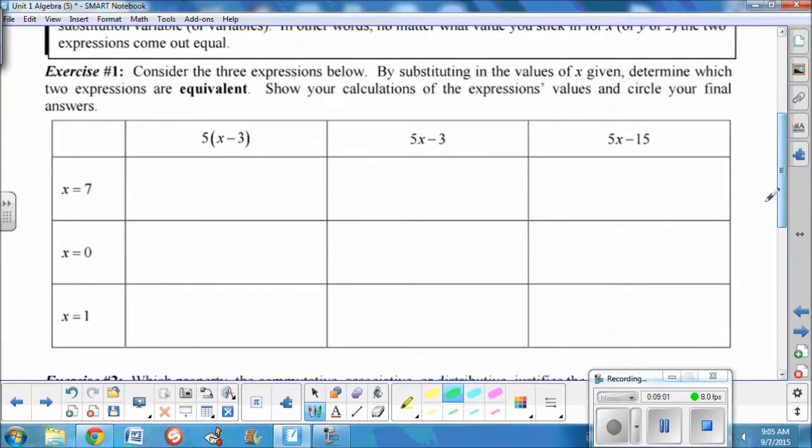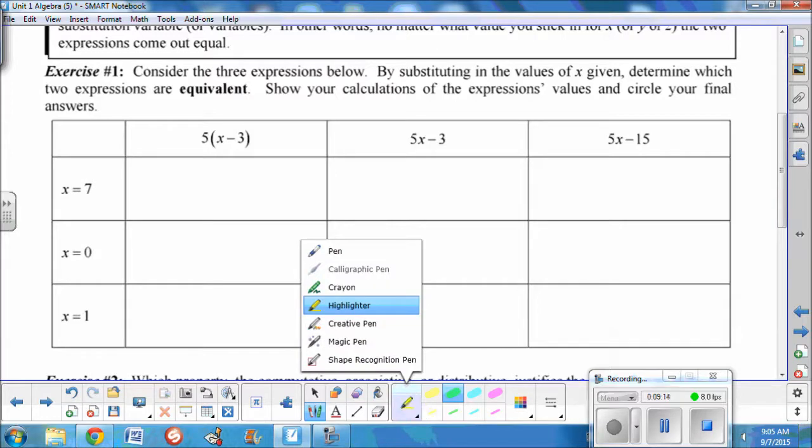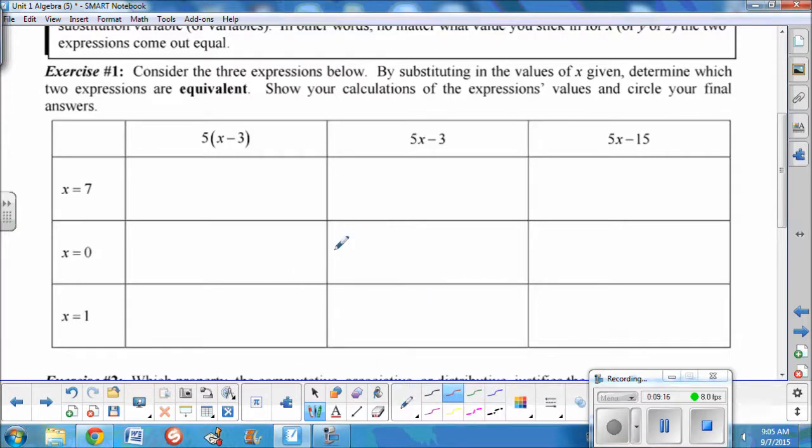So we've got this chart. It says, consider the three expressions below, substituting in the values of x given, determine which two expressions are equivalent. And we're going to show our calculations. So in that first expression, I've got 5 times the quantity of x minus 3, and the chart's telling us to substitute 7 in. So 5 times 7 minus 3. Got some order of operations we could do there. 7 minus 3 is 4. 4 times 5 is 20. Or if you want to use the distributive property that we just got done with, that's going to get you to the same answer as well.